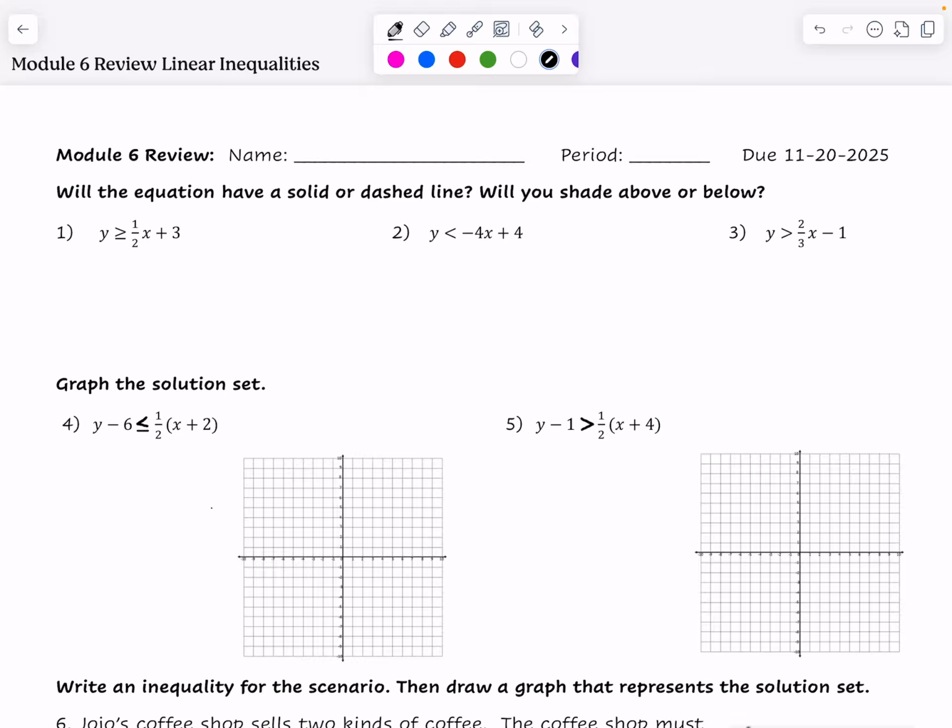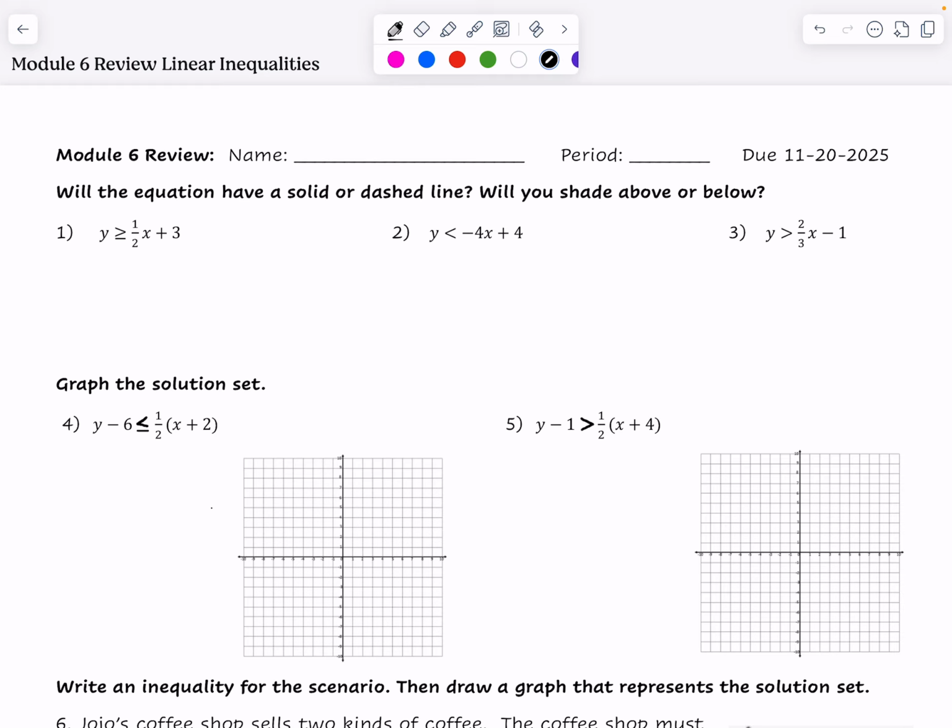So on number 1, 2, and 3, we need to determine whether this is going to be a solid line or a dashed line. And then are we going to shade above the graph or below the line graph? So keep in mind, I'm going to do this the quickest way possible when looking at this. I'm not using any test points on this one, okay?